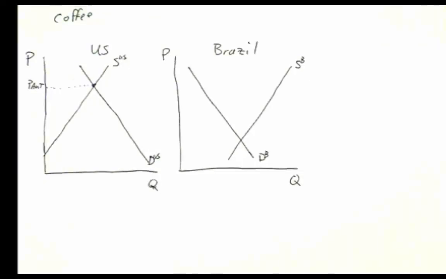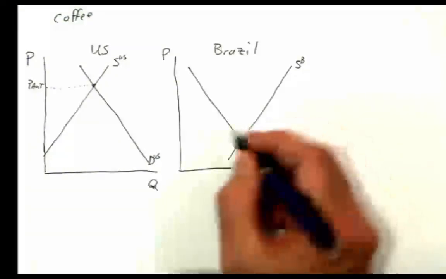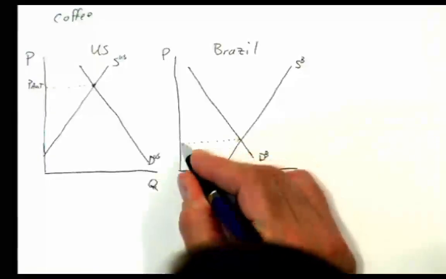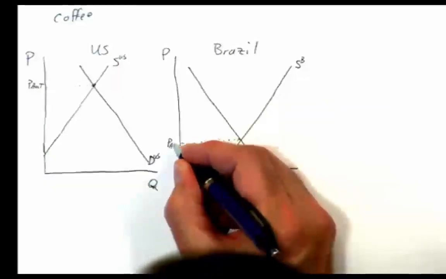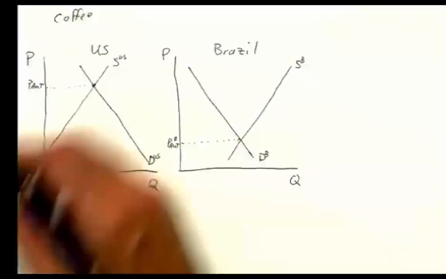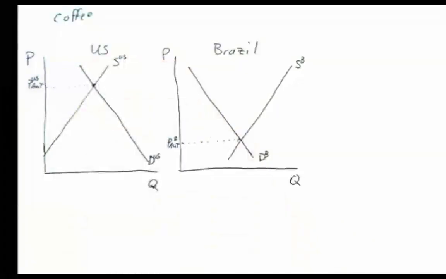Now, Brazil's intersection of supply and demand generates a price, but it as well is the autarky price that would prevail in Brazil if Brazil did not trade with anybody. So PB aut is Brazil's autarky price. PUS aut is the US autarky price. I have drawn this purposely for the prices in autarky to be different from each other.